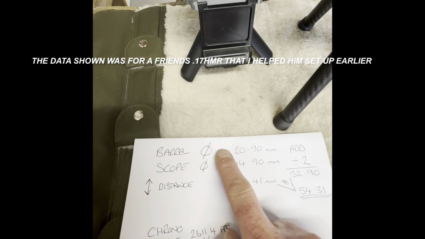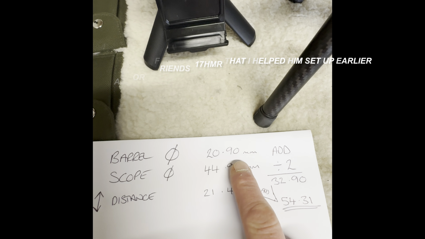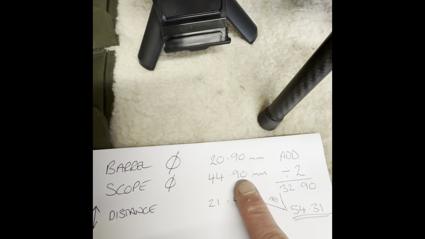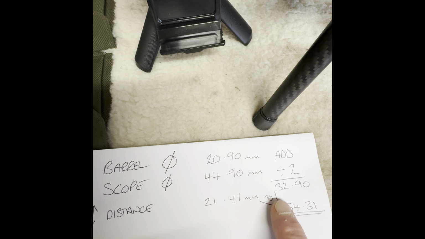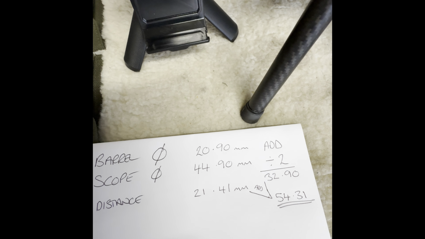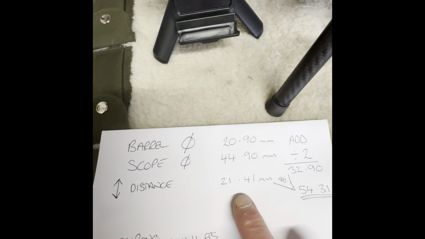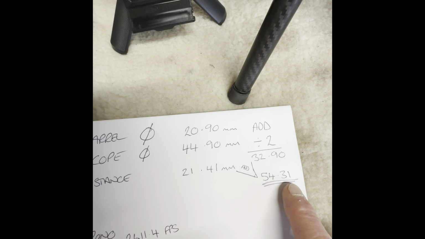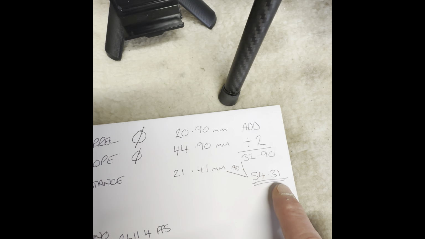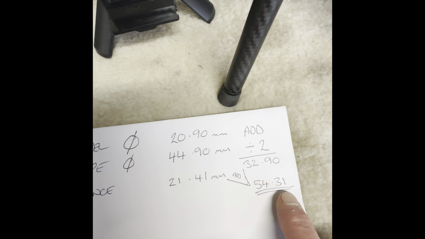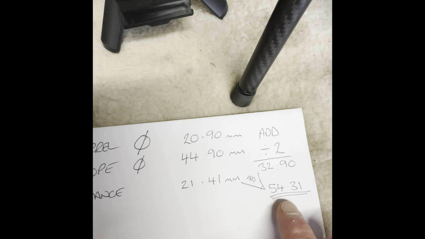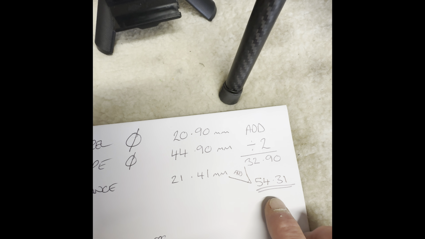So the barrel OD is 20.9 millimeters. The scope OD, 44.9. Add them together, divide by 2. That gives you 32.9 millimeters. Then add that distance there, which is 21.44. That gives you the magic number of 54.31 millimeters. Now, it doesn't give you the option for decimal points, so obviously the fraction there is closer to 54. So the number that I input is 54 millimeters for the scope height.